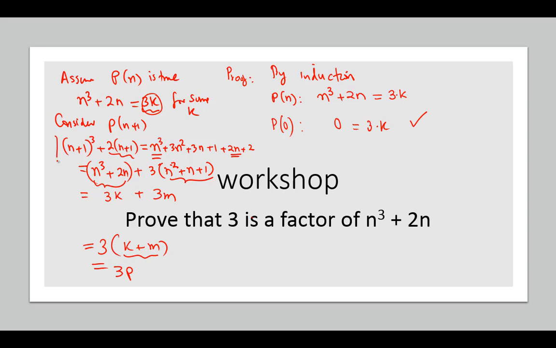So this means that our proposition for n plus 1 is also true, because Pn plus 1 says n plus 1 cubed plus 2 times n plus 1 is a multiple of 3. So this is an example of proof by induction of something that could be hard to do by other means. We'll talk more about induction in our video on strong induction.